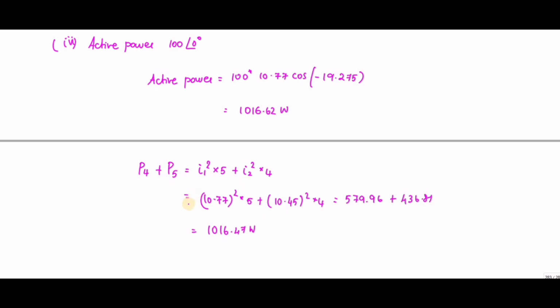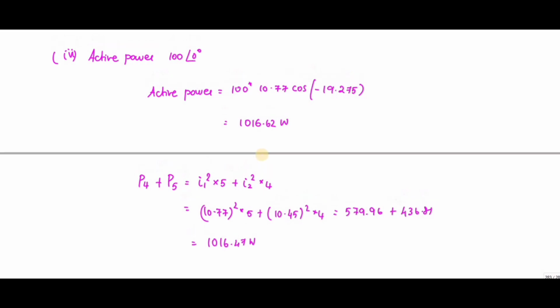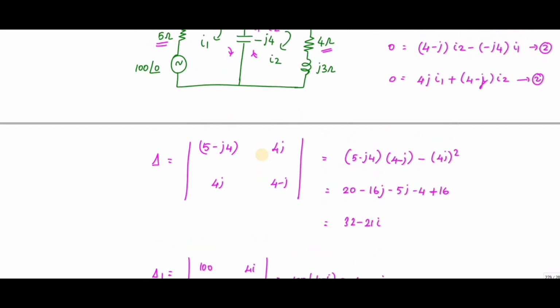This is the active power that is delivered by the source, and it is the active power that is absorbed by the resistances. So this was one of the elements asked. Okay, next, let's go for another problem.